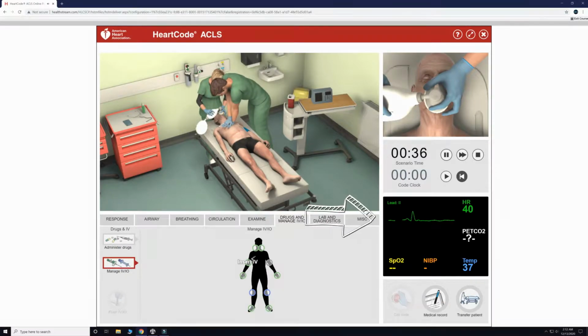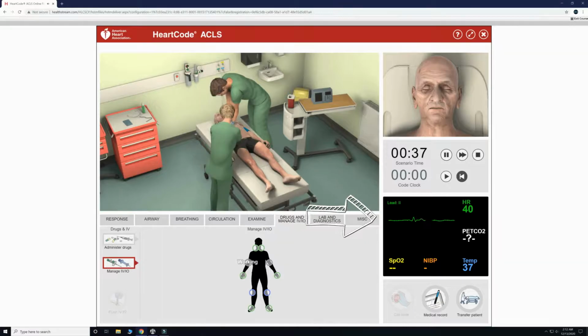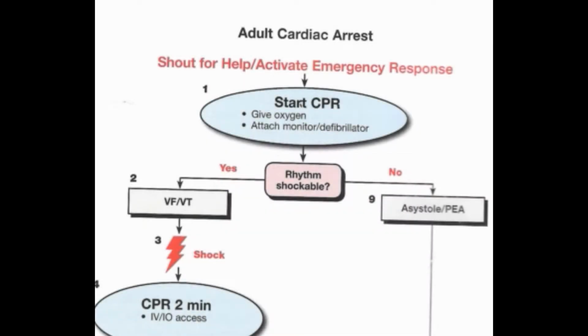access. Here we can note that this patient is in PEA, and we can look to the American Heart Association's algorithm for adult cardiac arrest. So we started with CPR, we gave oxygen, and now have a monitor defibrillator on. Since this is PEA, it is not a shockable rhythm.